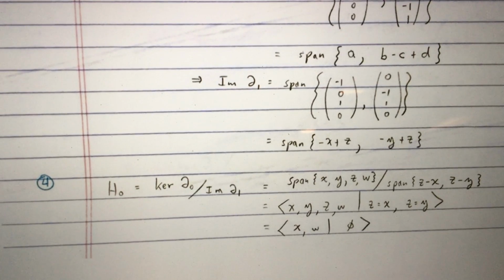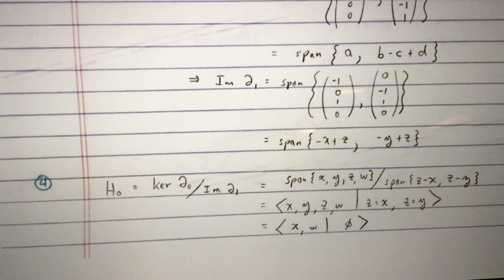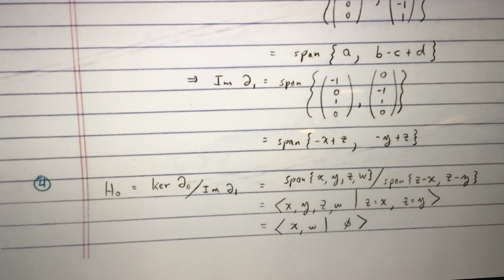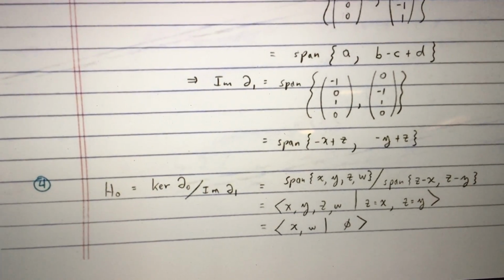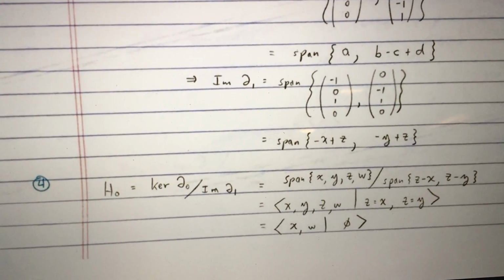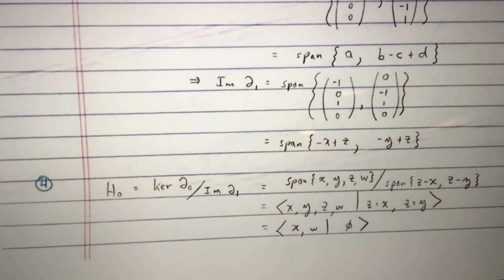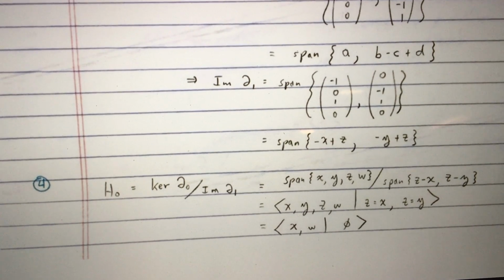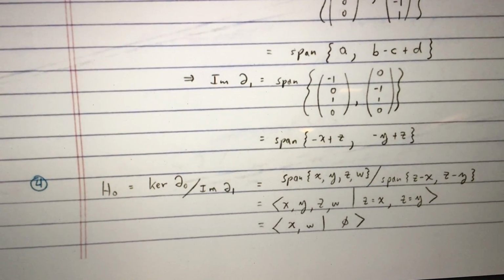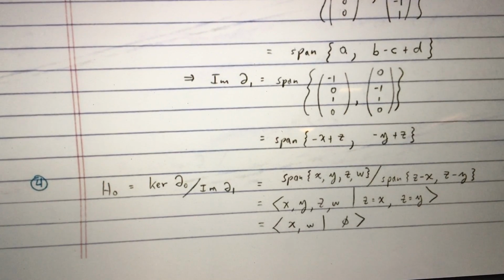So you could write that as the span of x, y, z, w. That's the entire 0 chains, all of the 0 chains. That's always going to happen. Kernel of boundary 0 is always all of it. And then you mod out by the span of what we found just above, the image of boundary 1. I wrote it as z minus x and z minus y.